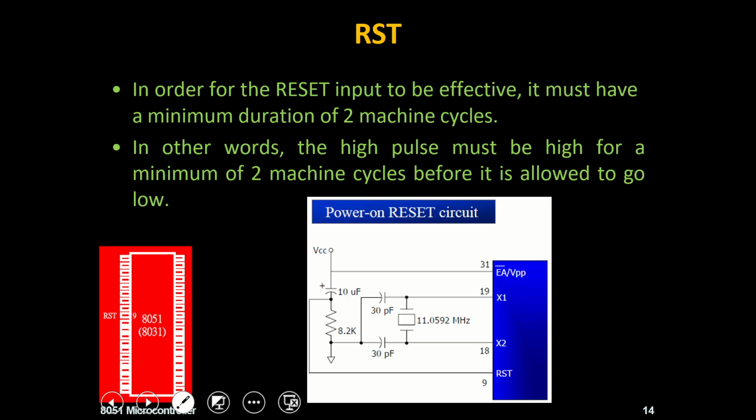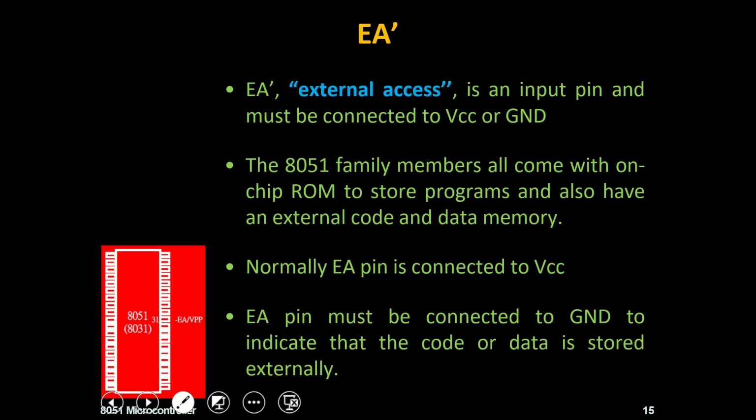In order for the reset input to be effective, it must have a minimum duration of 2 machine cycles. In other words, the high pulse must be high for a minimum of 2 machine cycles before it is allowed to go low. That is why we are connecting an 11.059 MHz crystal frequency between X1 and X2 to provide a high pulse of reset signal to the 8051.